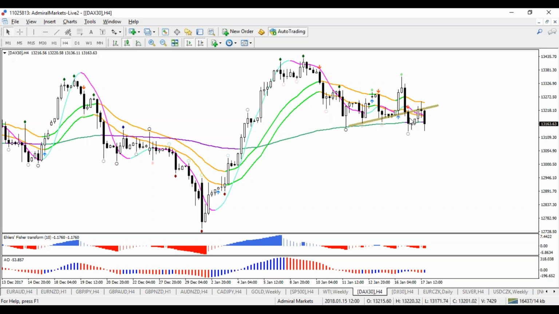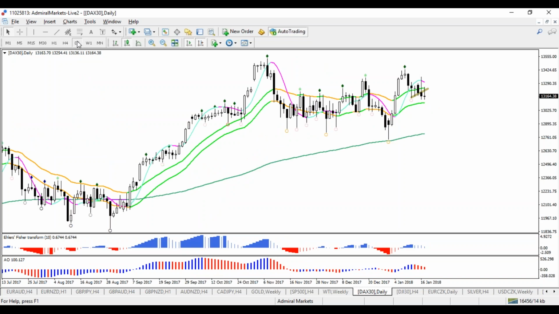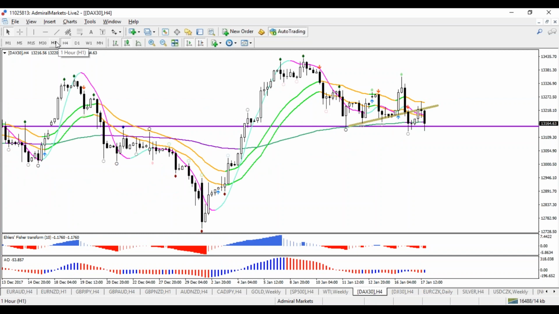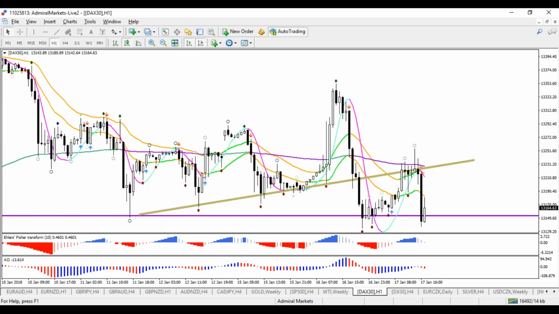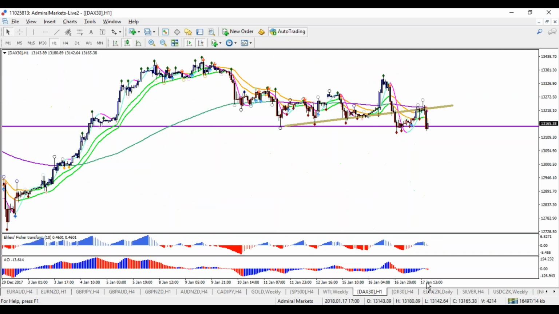Break, pullback, could be continue. Five candles not breaking this high. 1, 2, 3, 4, 5. Pretty strong candle yesterday. So it might be best to think downside.